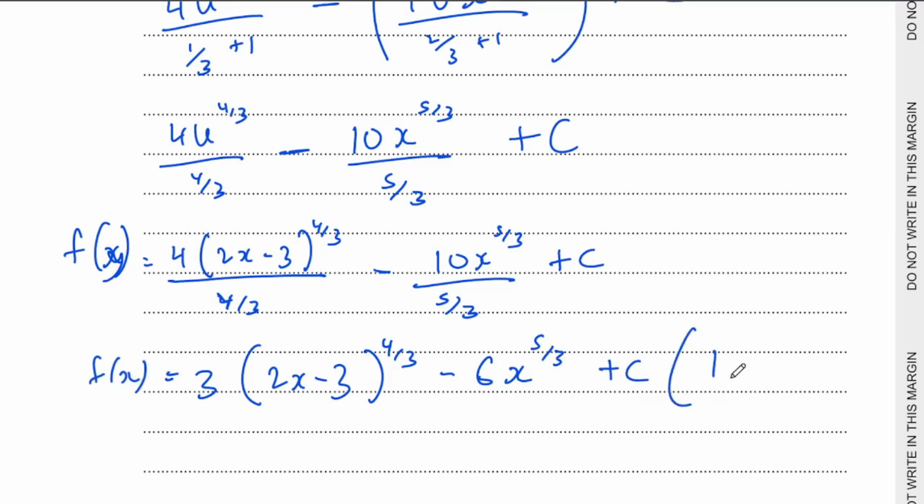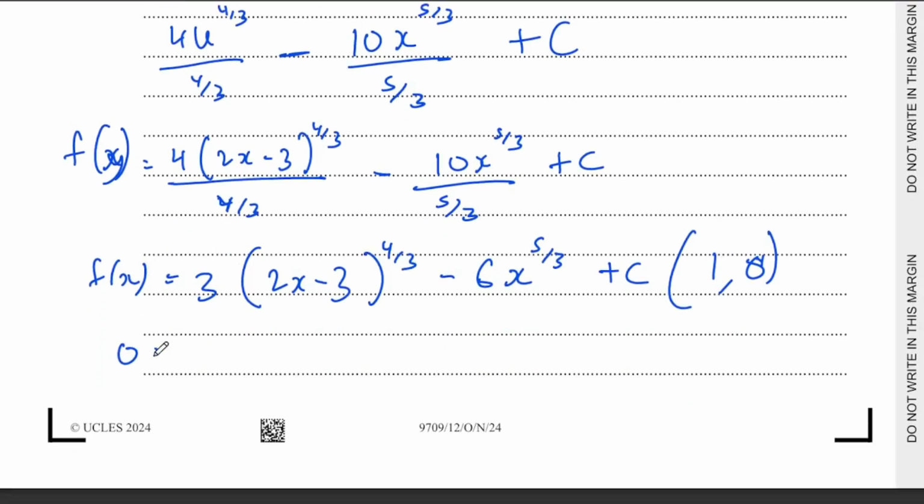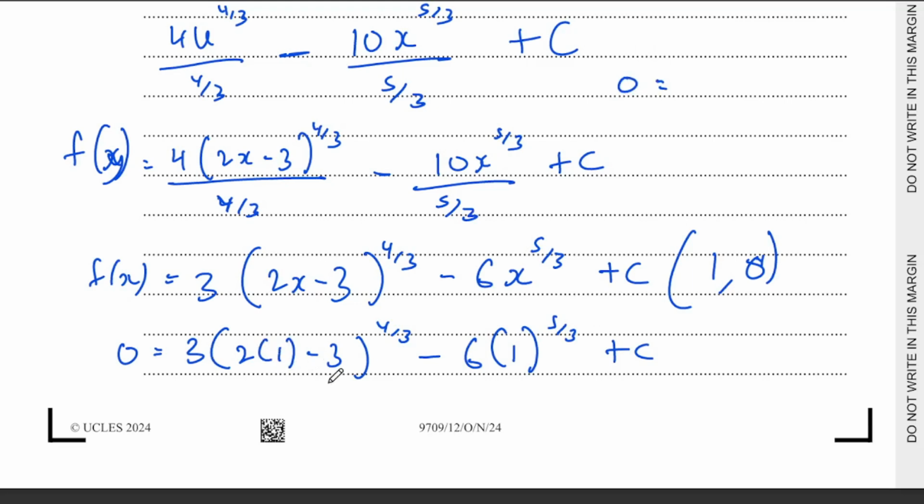Remember, this passes through the point (1, 0), and we could just substitute those in to find c. 0 equals 3(2(1) minus 3)^(4/3) minus 6(1)^(5/3) plus c. This is going to be 0 equals 2 times 1 is 2 minus 3, it's negative 1. So 3(-1)^(4/3) minus 6(1) plus c. This is just going to be, you cube root negative 1, you're going to get negative 1, and then you power that by 4, you're going to get positive 1.